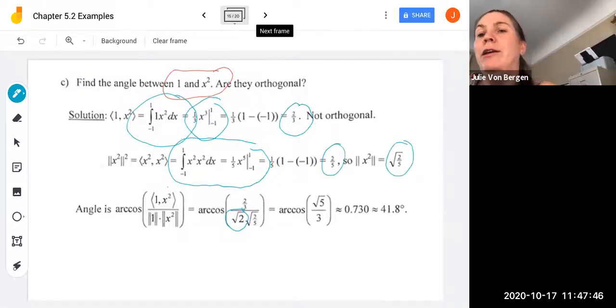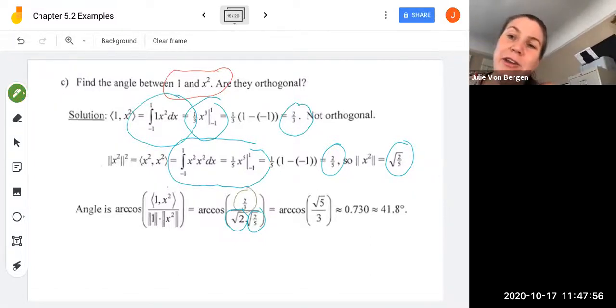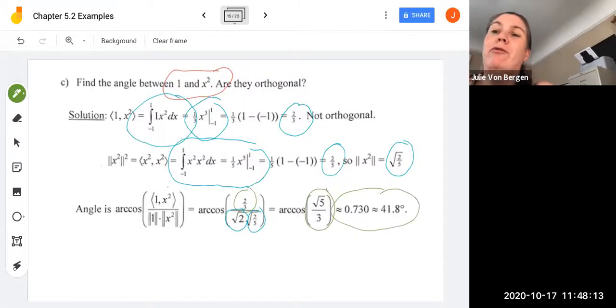So that comes into play down here in our angle calculation. And then the inner product is the 2/3, which we have on top here. So our angle is going to be the arc cos of this calculation, 2/3 over √2 multiplied by √(2/5). So we can do some simplification and rationalization there to get that this is going to be the arc cos of √5/3. So that works out to be about 0.73 radians, or 41.8 degrees.